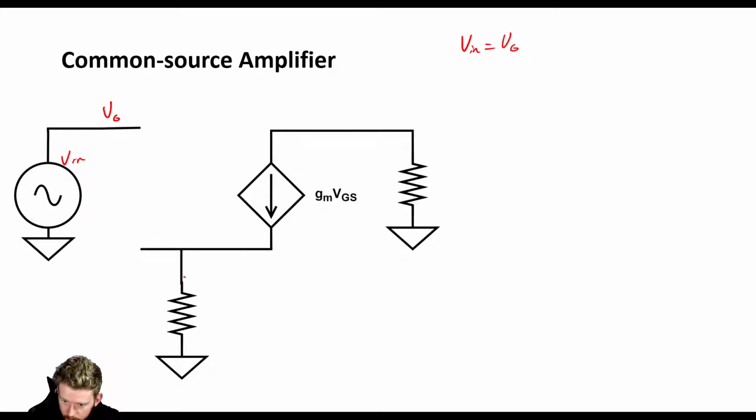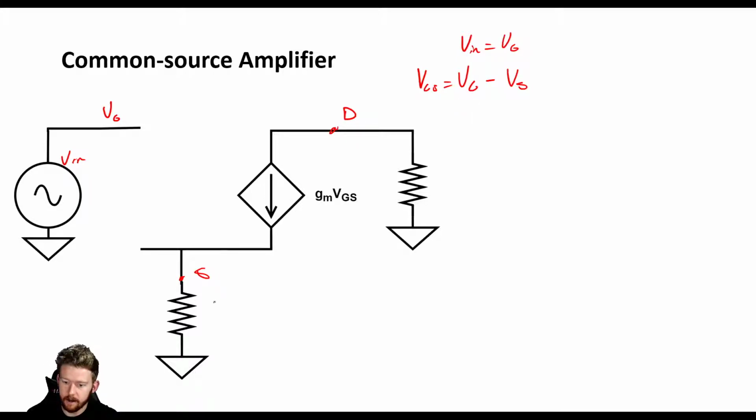And we also know that this is our source. Let me make sure I'm clear here. This is our drain, okay? So if we want to know VGS, we have to calculate our gate voltage and subtract our source voltage, okay? Because that's the definition of VGS. So we know our gate voltage already, but we don't know our source voltage.